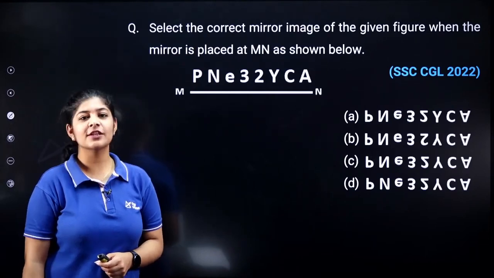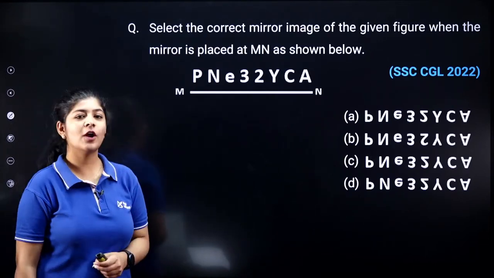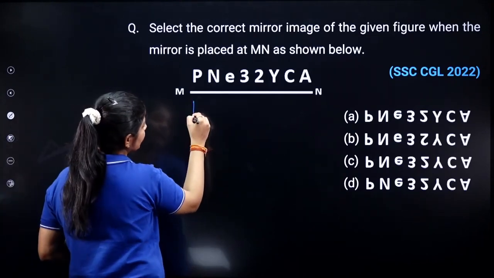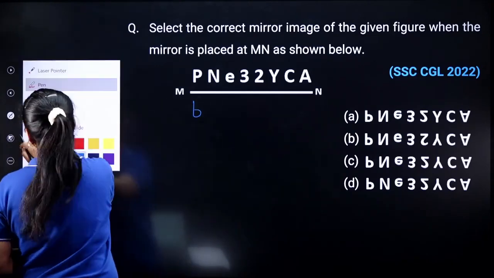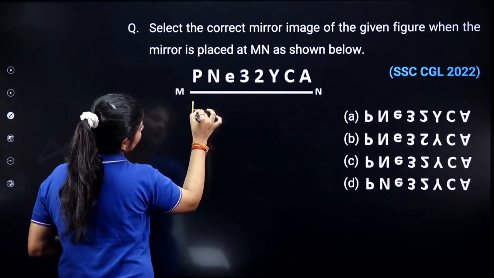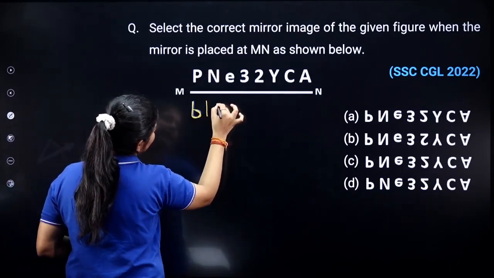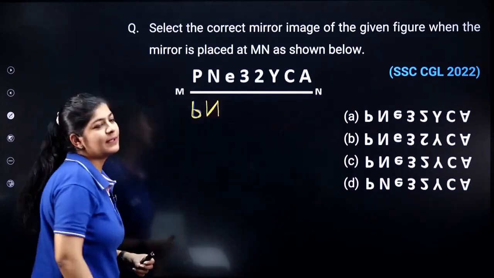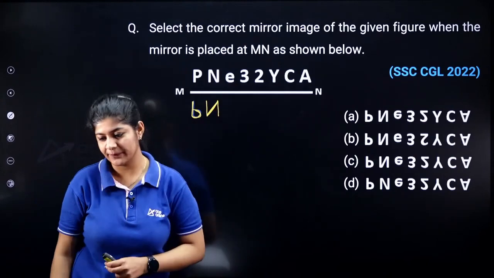What is the correct answer you are getting for this one? All you need to do is find out the mirror image. In a mirror, it will look like this one. It looks like this one. And it looks like this one. Now just simply check the other options as well.